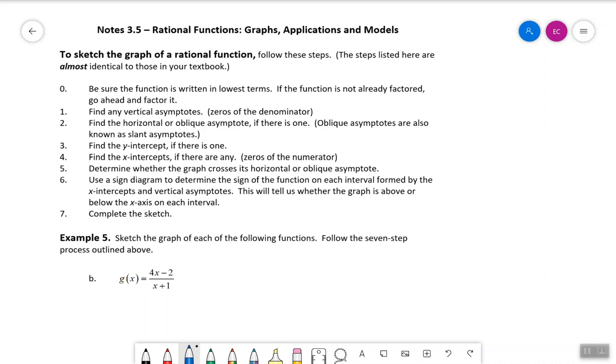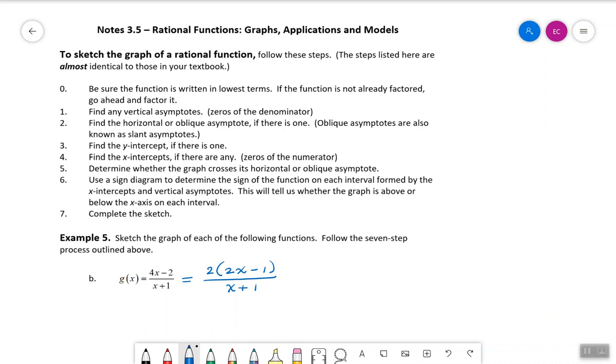Let's graph another rational function. This time we have g of x equals 4x minus 2 over x plus 1. To start out, we want to make sure the function is in lowest terms. It is. We could go ahead and factor a 2 in the numerator, although it won't make much difference as we're working through the problem.